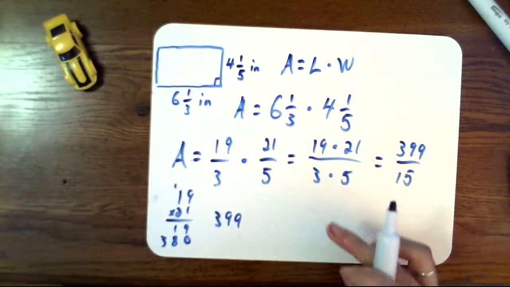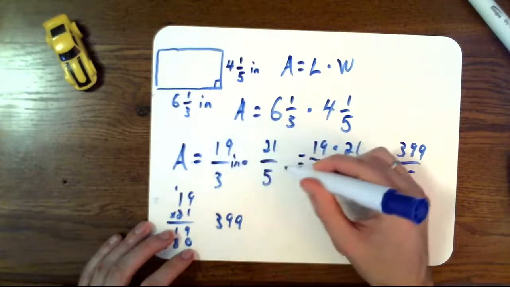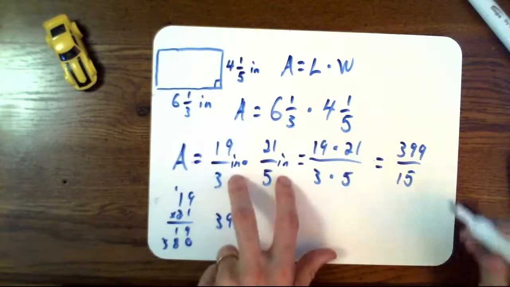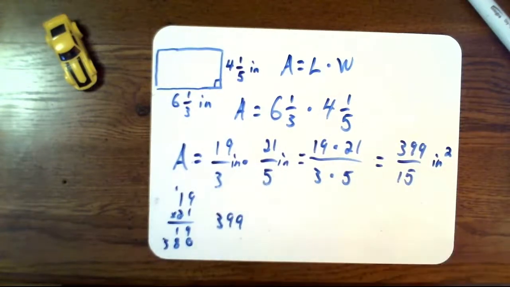399. Something very important for area is actually that this is in inches and this is in inches. So we have inches times inches, which becomes square inches. Inches squared here at the end.